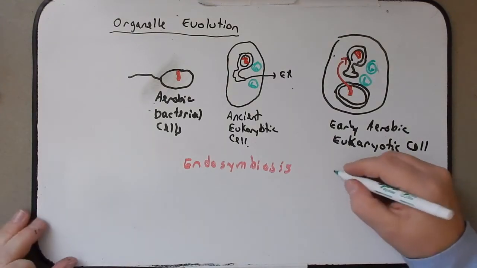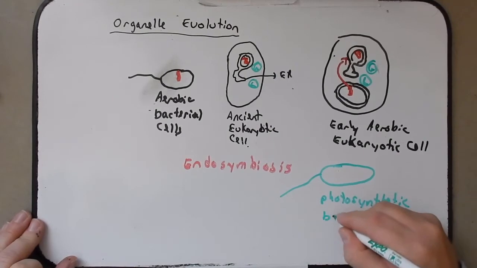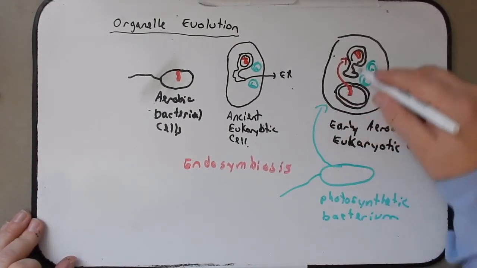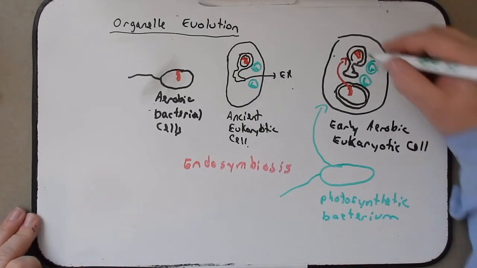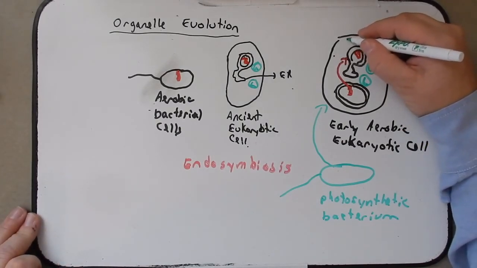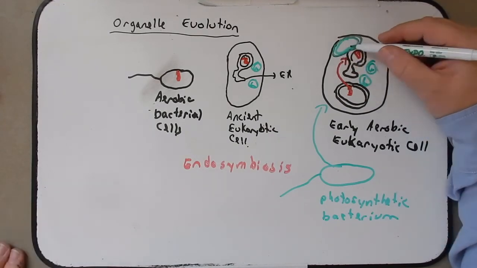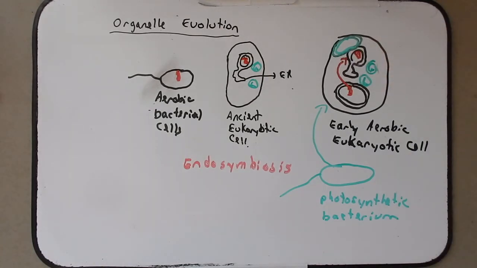Now likewise, we could have had a photosynthetic bacterium that could have been engulfed by an early eukaryotic cell. And I should have left a little bit more room here, but let's go ahead and draw it in here. And again, it would also be double membrane, which allowed these cells to undergo photosynthesis.